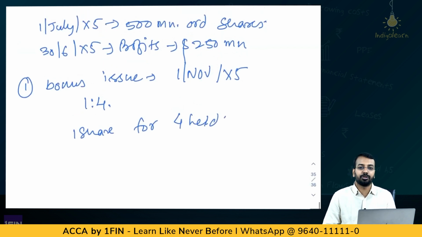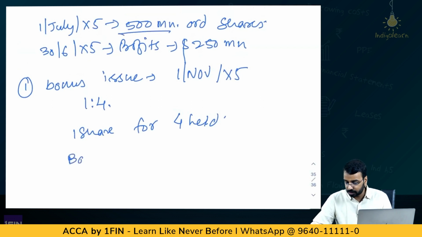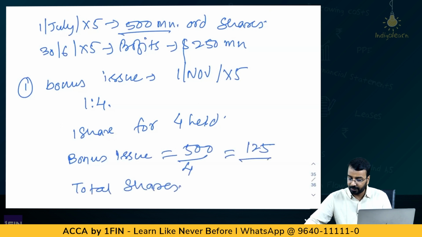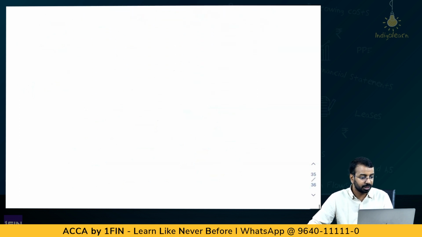Now, whenever there is a bonus issue, you have to assume that bonus issue was made from the beginning of the period, or it was outstanding since the beginning of the period. So, you have 500 million shares, bonus issue is equal to 500 divided by 4. So, 4 125s are 500, 125. So, total shares is 125 plus 500, 625, right. So, that is the total number of shares which is outstanding.